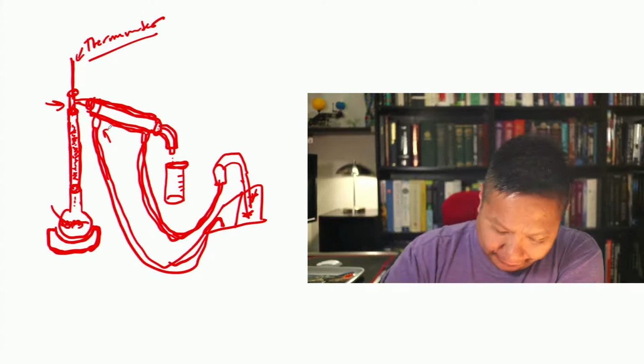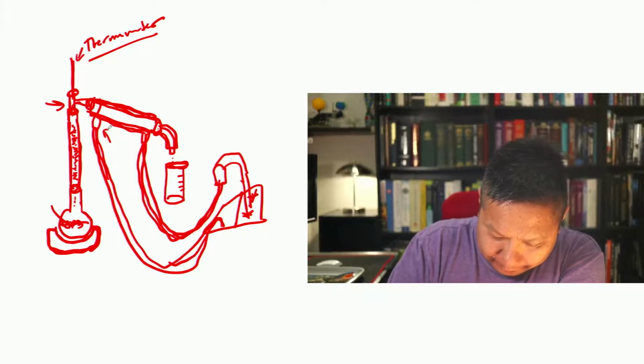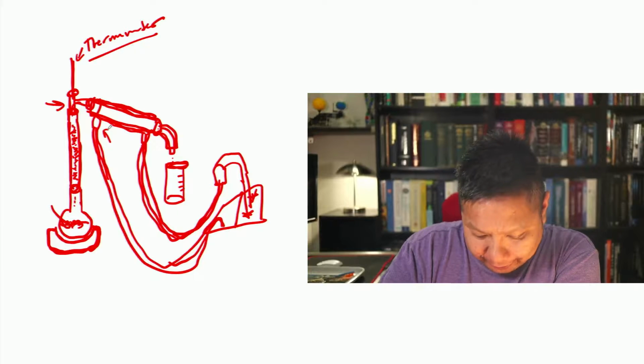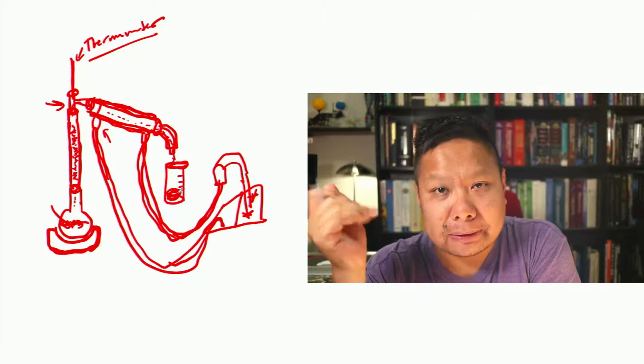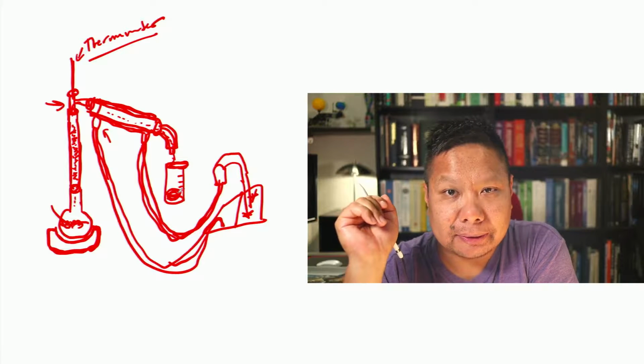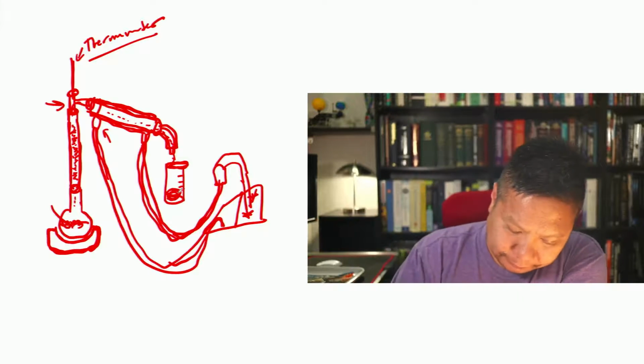Okay. And since there's cold water going around this column, it condenses the alcohol, the ethanol, into little droplets, and the droplets flow down and collect down here in the graduated cylinder or the beaker or whatever you're using to collect your alcohol. Okay.